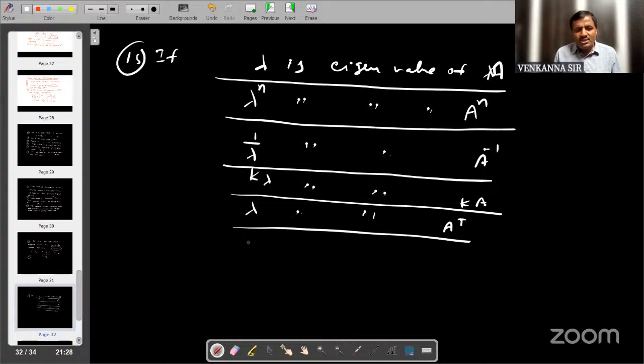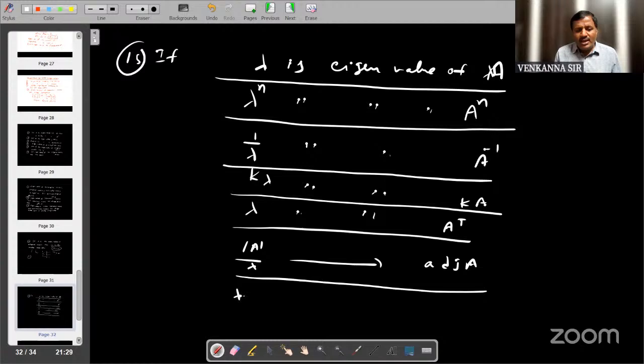Then coming to the next, determinant of A by lambda is an eigenvalue of adjoint A. Then lambda plus or minus k is an eigenvalue of A plus or minus kI. This table is very, very important. There are so many GATE questions on this table. These are the 15 properties of eigenvalues and eigenvectors. All are very, very important, so please concentrate and try to remember all the properties.